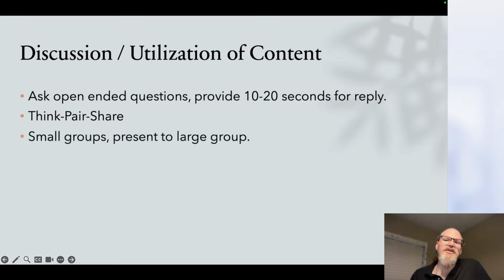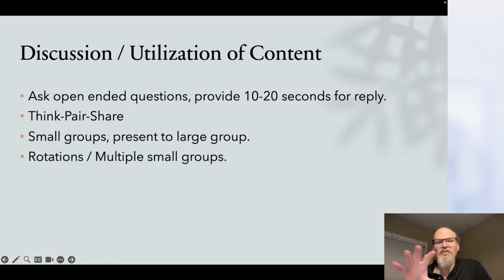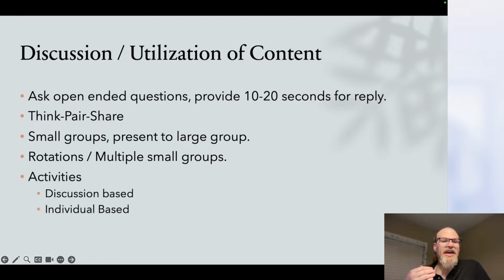Sometimes you might group people into small groups and have them then present to a large group. That's one possibility. Other times you might do rotations in multiple small groups. So, group people into small groups and then give them a topic, and then after 5 minutes, move them around and have them do a new topic. You can also do different activities. You can do discussion-based activities, individual-based activities, handouts, little journaling, whatever it might be. There's a lot of different ways that you can present to people and then get them involved.